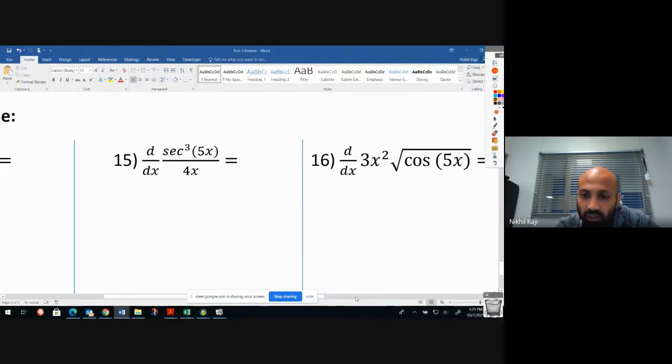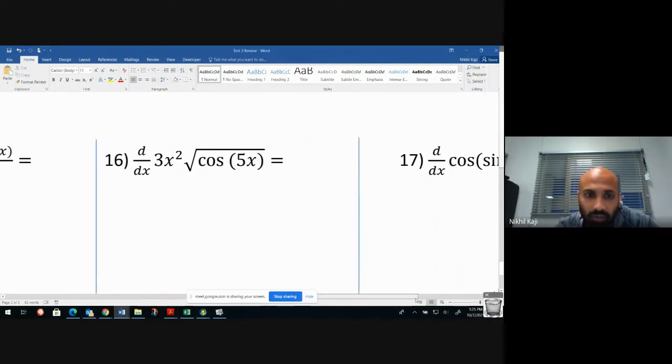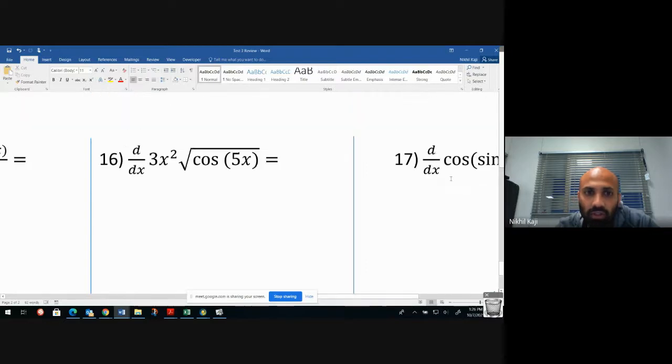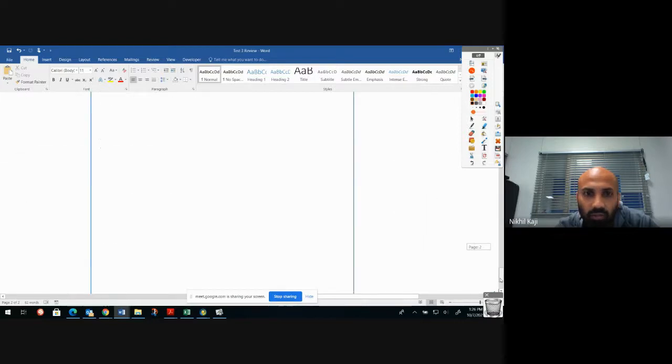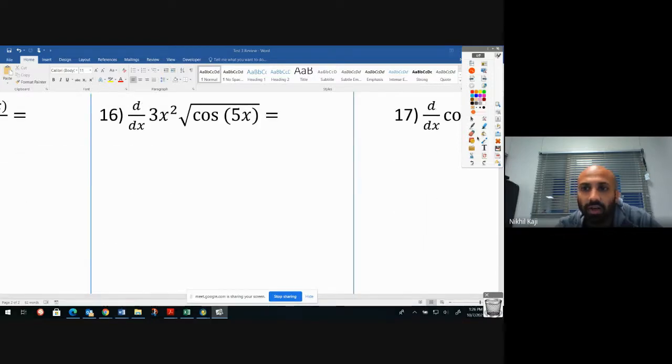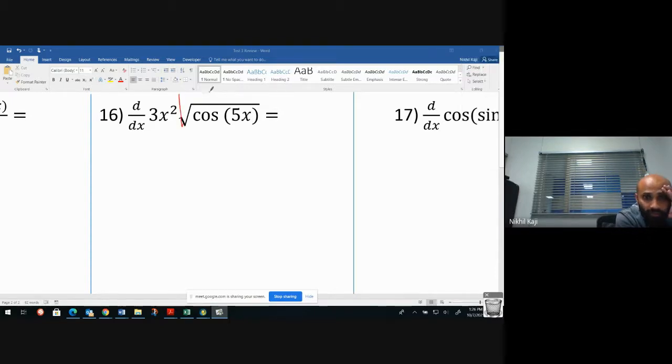Number 16. I know these are long. We're almost done. Sorry, I'm just trying to scroll down to get the most space. All right. So here we have product rule. The only thing is I'm going to write this as cosine 5x all to the 1/2 power, because that means square root. So we have product rule, f g prime, which would be 1/2, leave the inside the same.